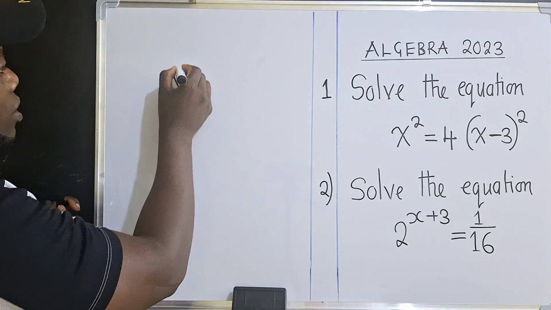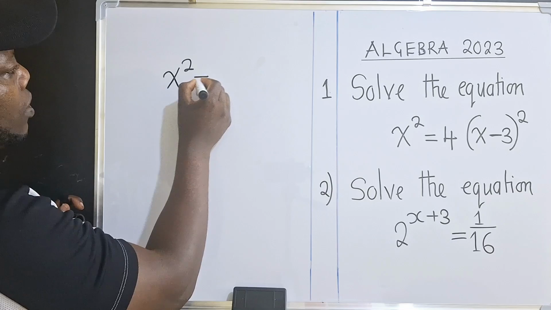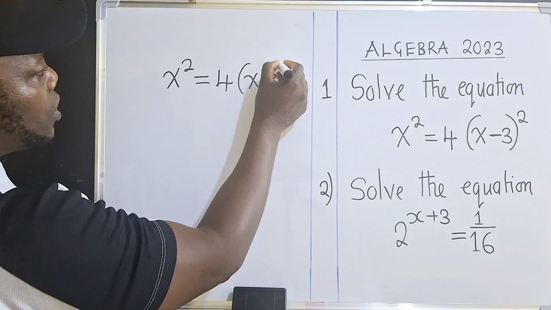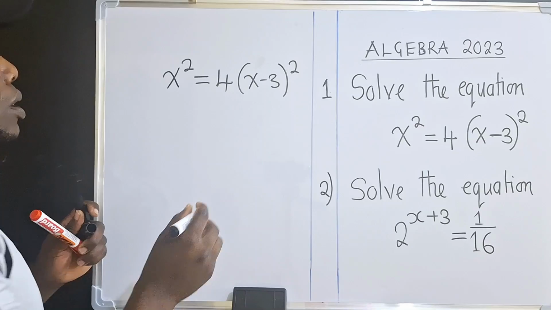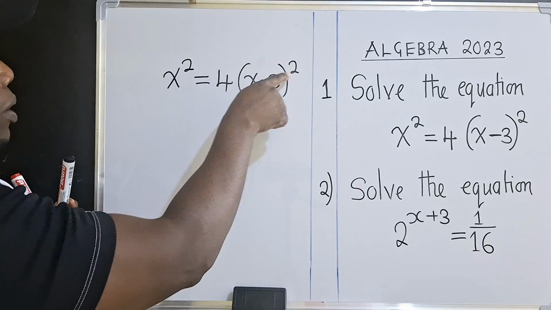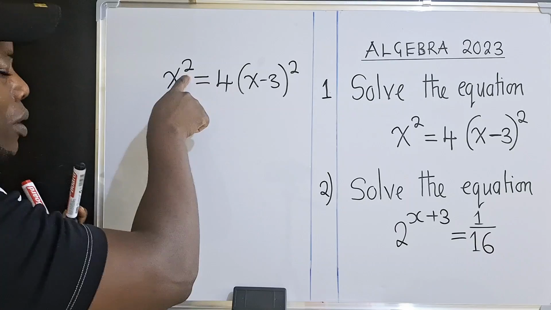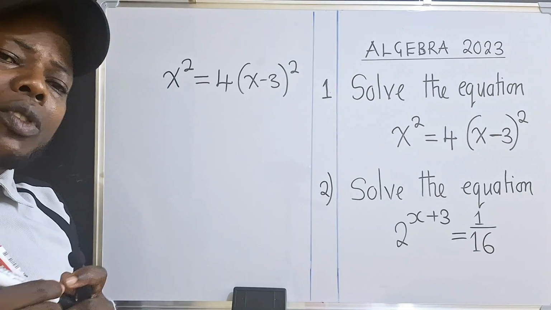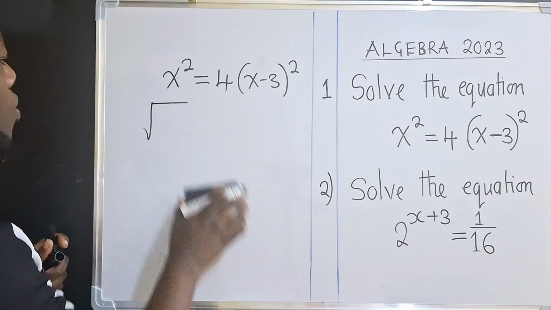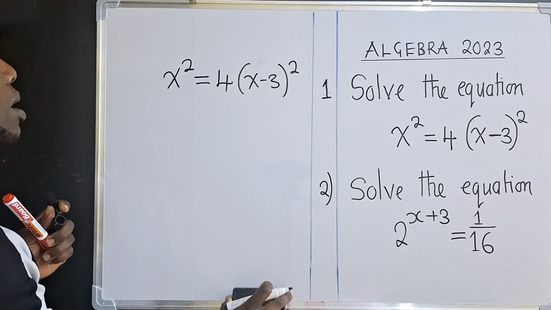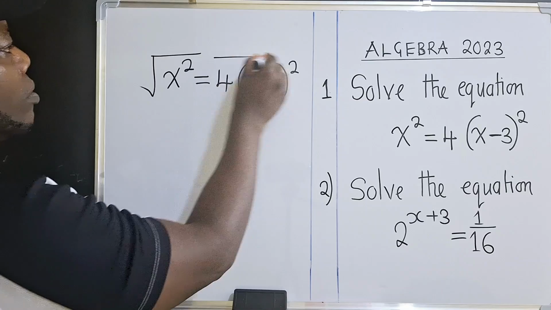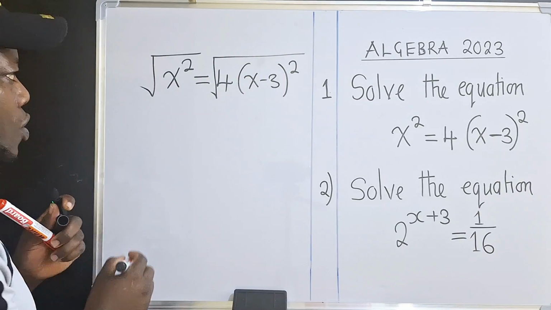So we've got (x)^2 = (4x - 3)^2. The first thing here would just be to get rid of the power 2. You see, this power 2 and power 2. Now, how do we get rid of the power 2? We square root both sides. So what we do to the left-hand side must also be done to the right-hand side.